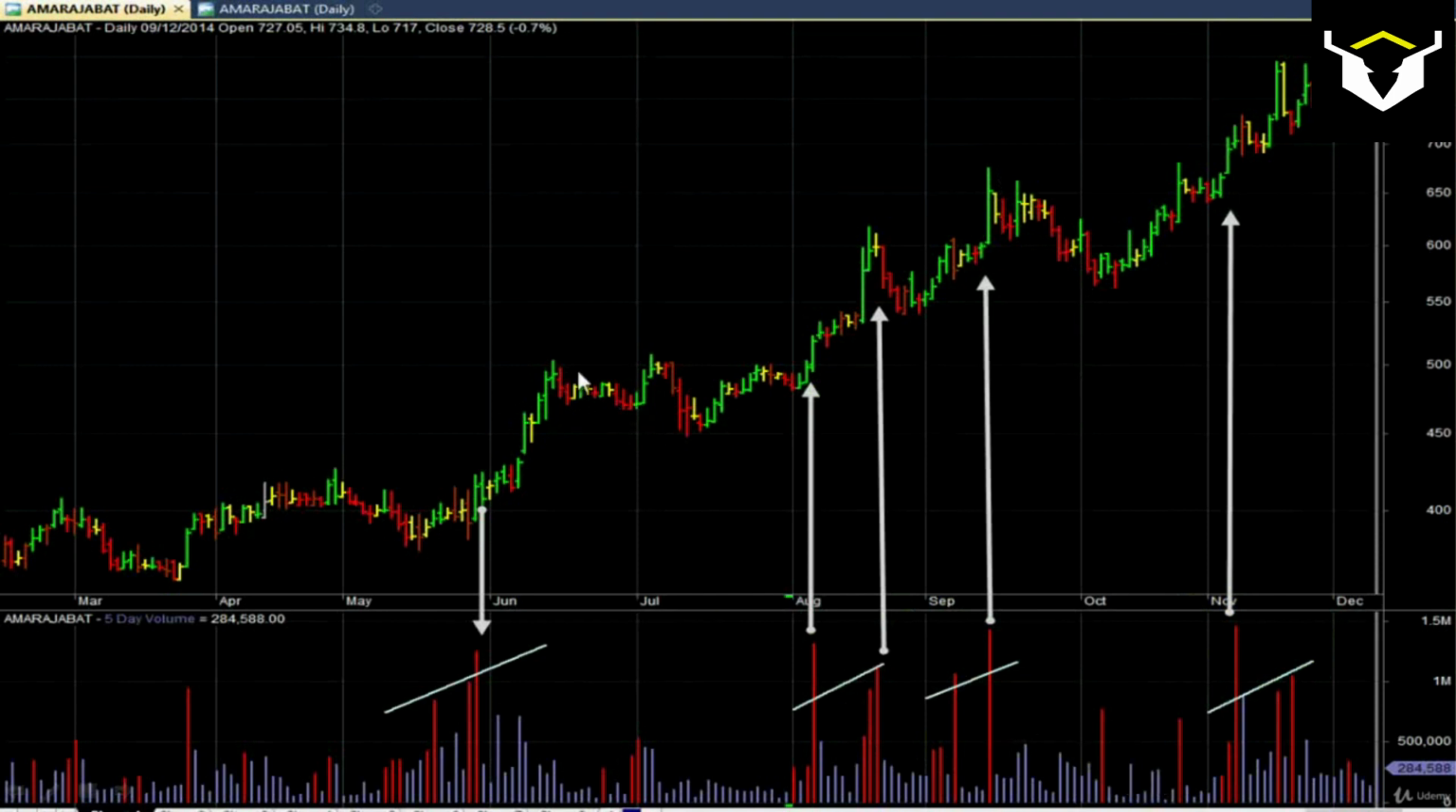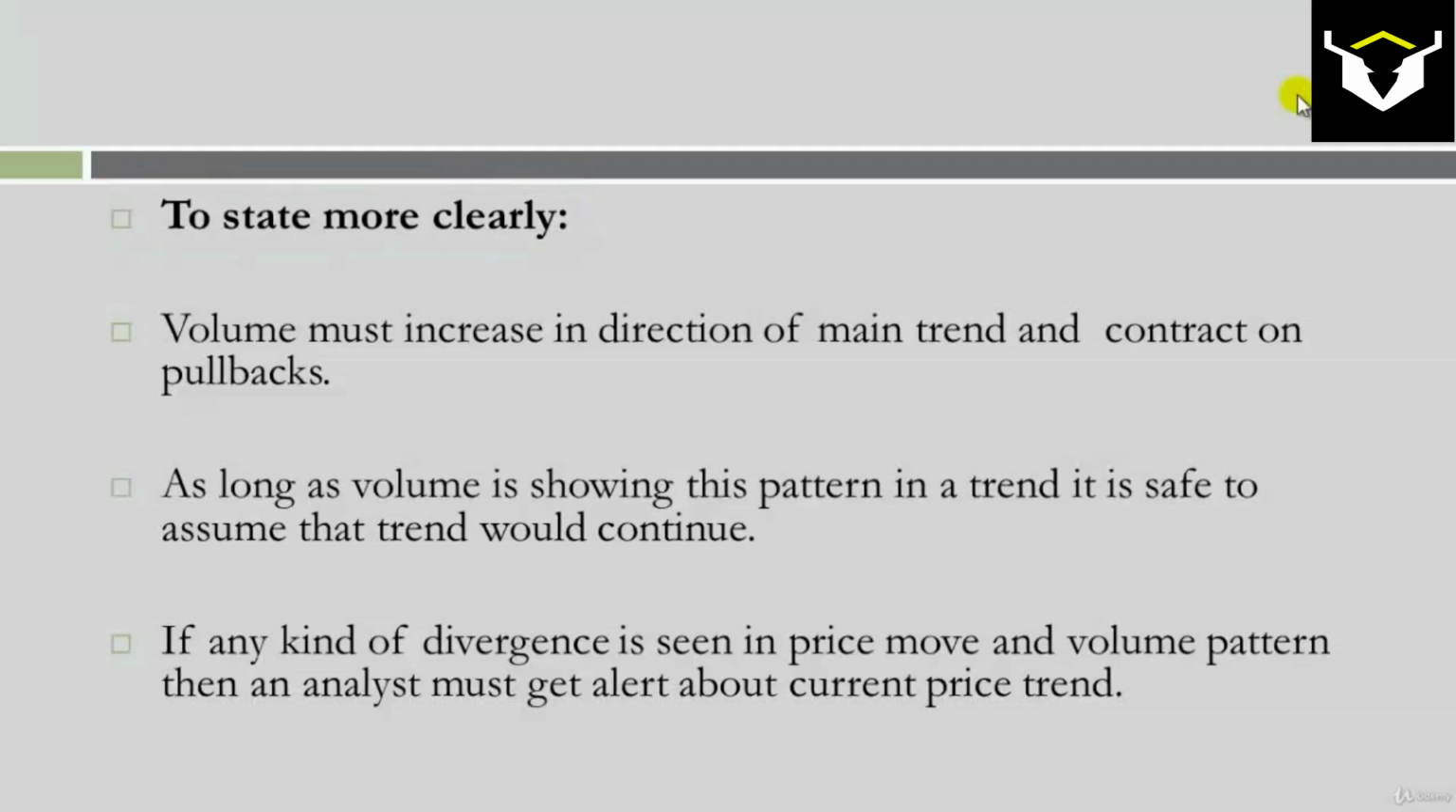You can see here, pullback, volume contracted, prices made a new high, volume increased, price started pulling back, volume contracted. This clearly suggests that people are not interested in selling out of this stock. Rather, they want to hold this stock for new high levels. Every time prices made a new high, fresh buying came into the stock which pushed it to new higher levels. To state more clearly, volume must increase in the direction of the main trend and contract on pullbacks.